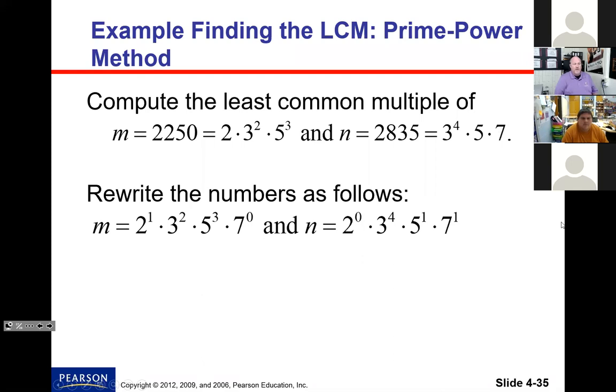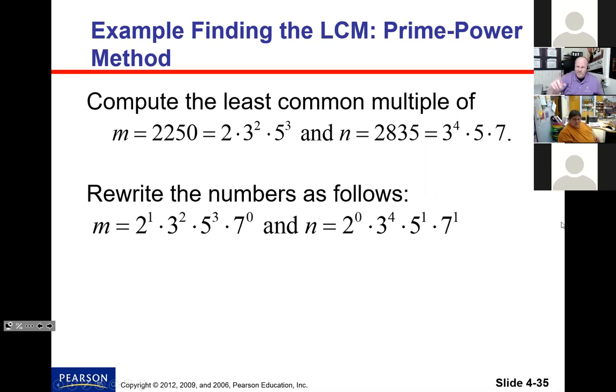There we go. So you rewrite them again. 2 to the 0, 3 to the 2, 5 to the 3. Oh, 7 to the 0, because we didn't have that one. Then we do the same thing for 2835. 2 to the 0, we were missing a 2. So 2 to the 0, 3 to the 4, 5 to the 1, 7 to the 1.